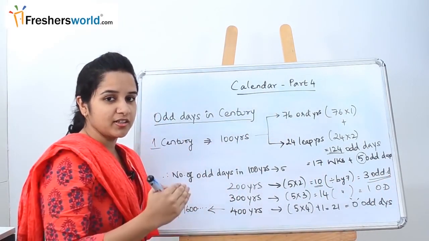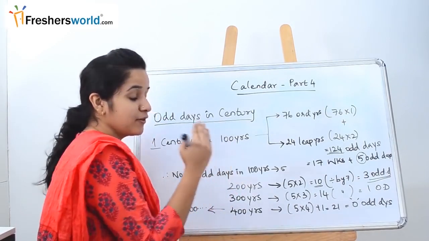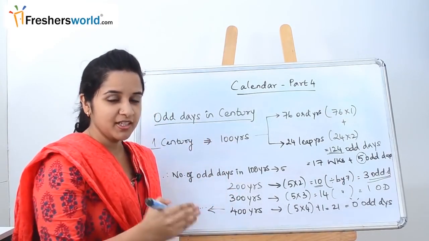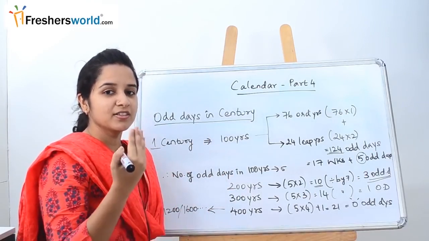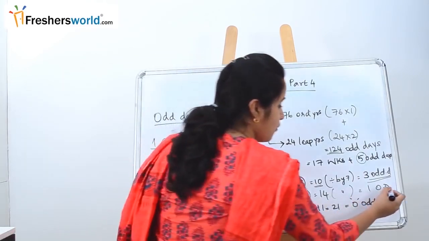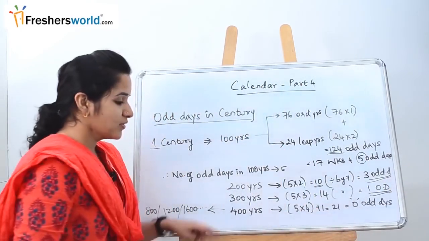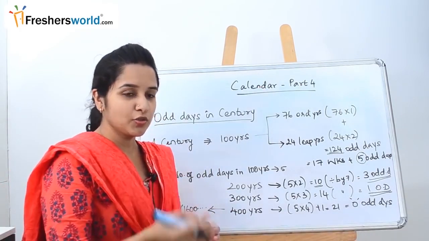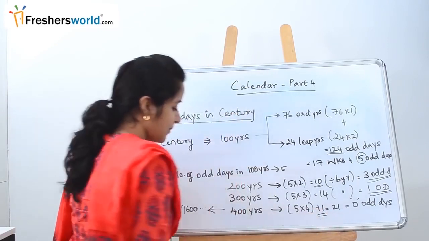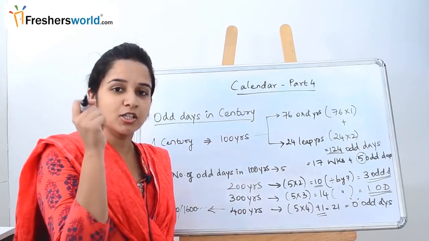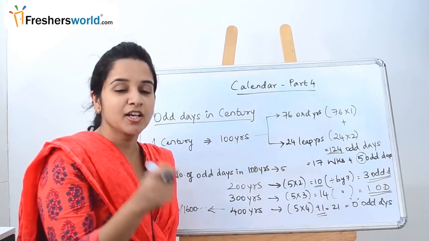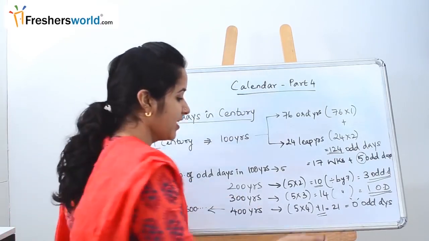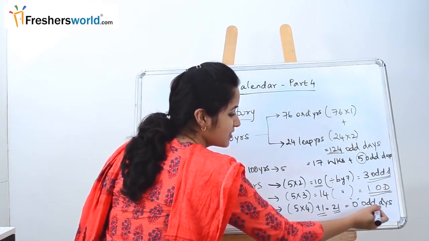Similarly, we do it for 300 years. We multiply 5 into 3, which is 15, divided by 7. The remainder is 1. So in 300 years, we have 1 odd day. In the case of 400 years, as usual we multiply 5 into 4, plus 1. Why is there a plus 1 here? Because every 400 years that particular year will also be a leap year, so we add this extra 1 odd day. So it becomes 21, which is 0 odd days.